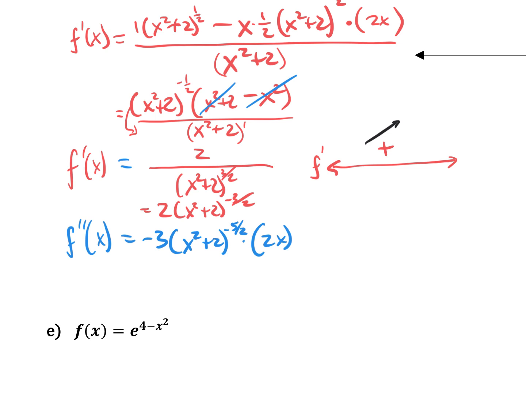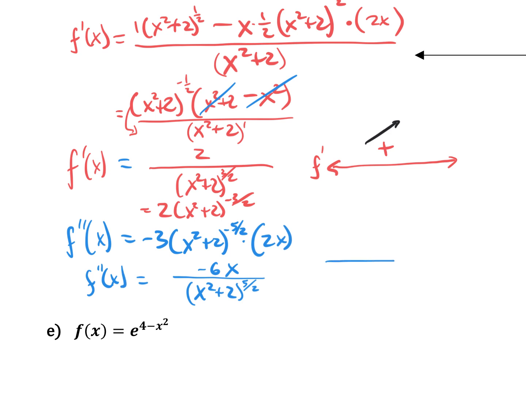Okay, let's clean it up. We can take the x squared plus 2 downstairs, and that's going to be to the 5/2 power. And on top, we have negative 6x. All right, that's f double prime of x.